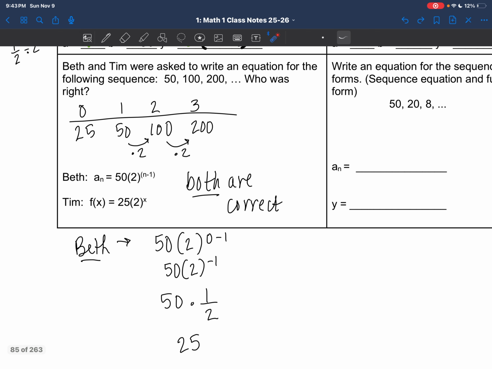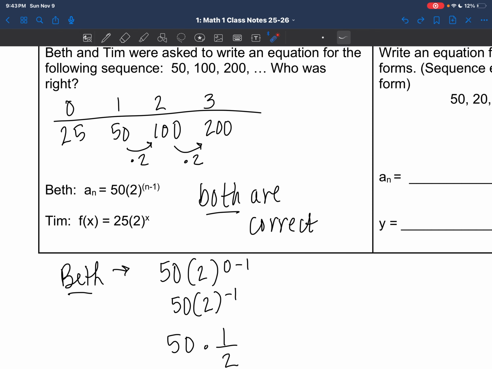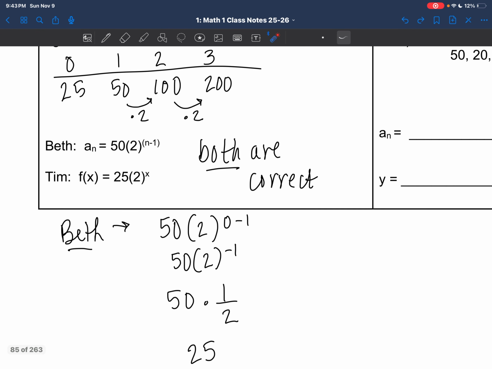Beth and Tim were asked to write an equation for the following sequence. Who was right? So I just set up a table. And then with this table, I'm trying to figure out our starting point. Here was Tim. He said 25. And then according to Tim, we're multiplying by 2 each time. All right, so that works. And then for Beth, she said that our first term is going to be 50. Well, your first term is 50. And we are doubling it to get to the next term. So actually, both are correct.